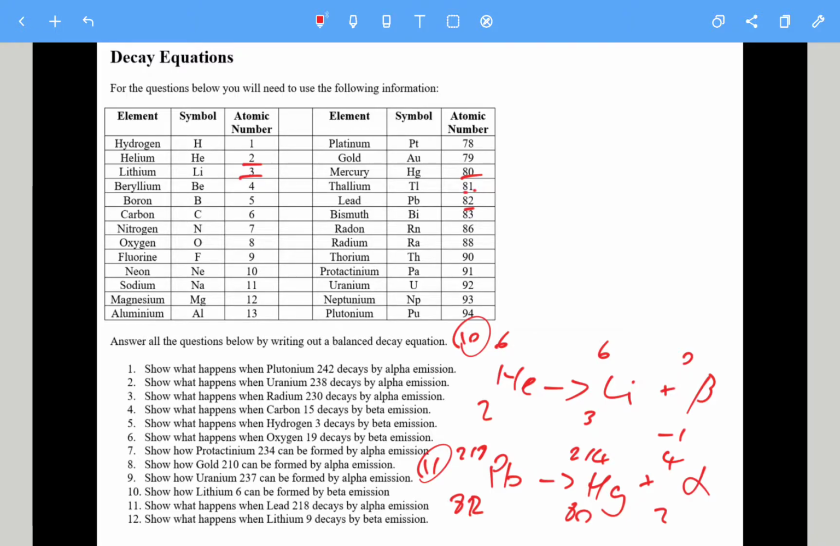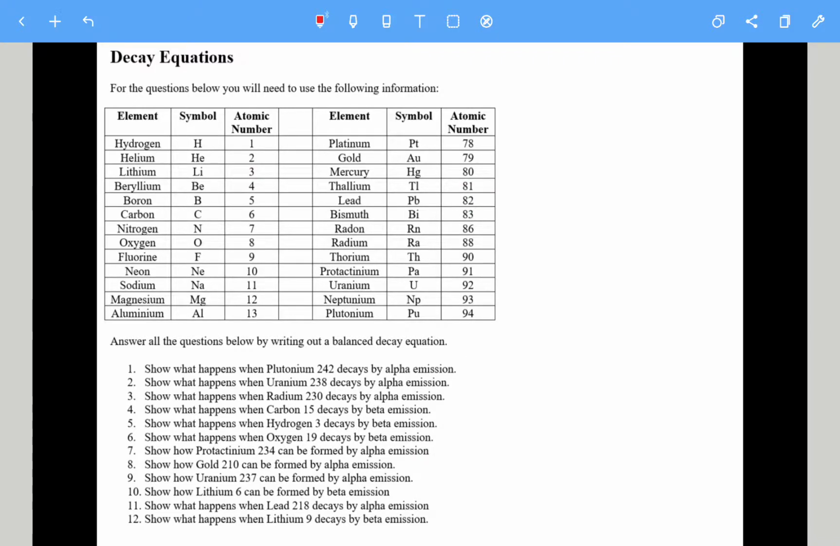Then we've got one more left, number 12. Just make some more room. Okay, so number 12. It says, show what happens when lithium-9 decays by beta emission. So lithium-9. Lithium's got a proton number of 3, decays by beta emission, so plus beta 0, minus 1, then just make both sides add up. So something plus 0 to make 9 is 9. Something take away 1 to make 3 is 4. So it's got 4 protons. That will be beryllium.